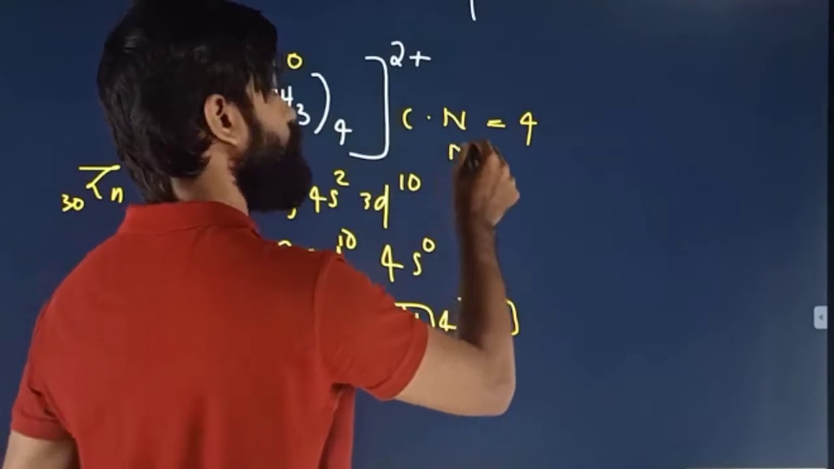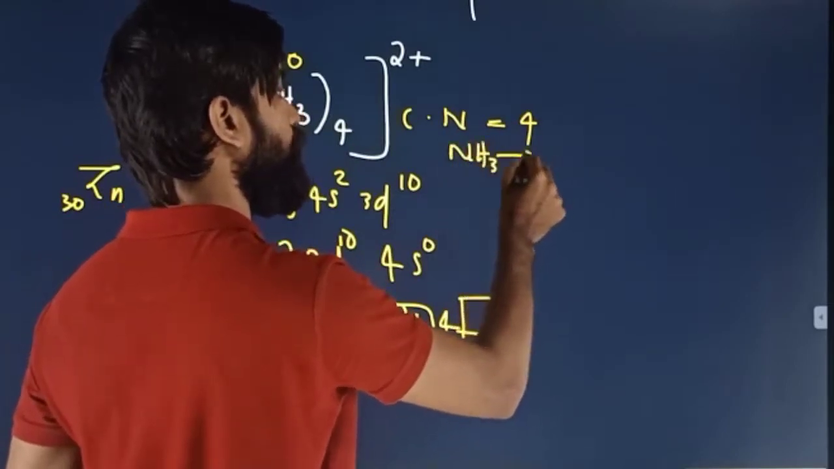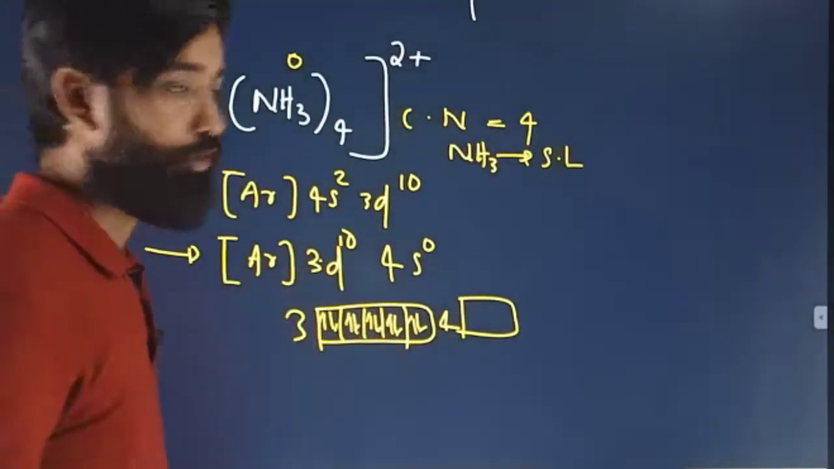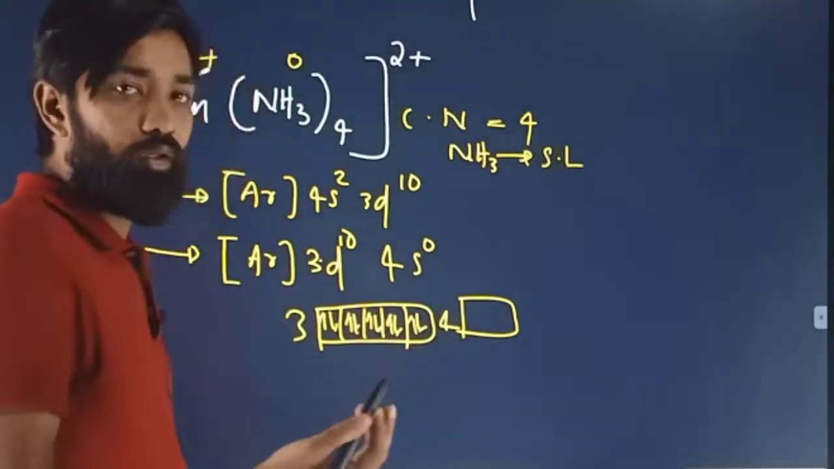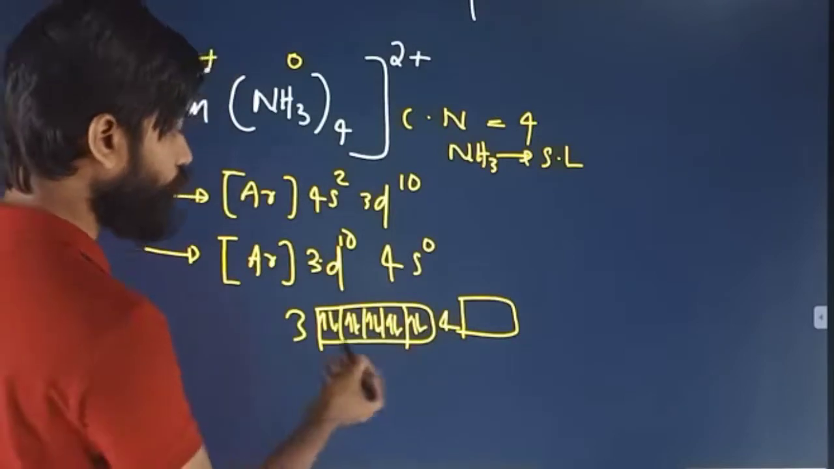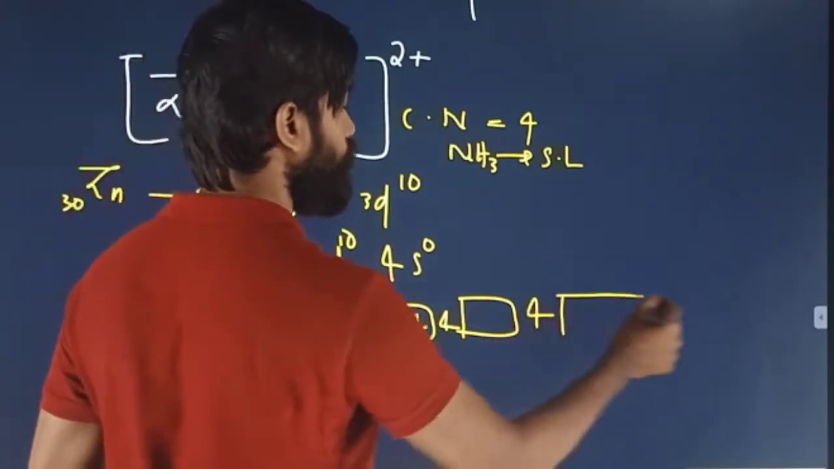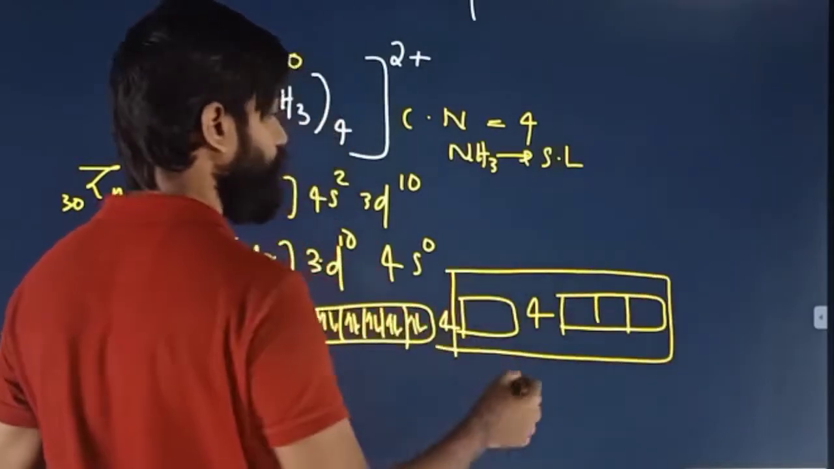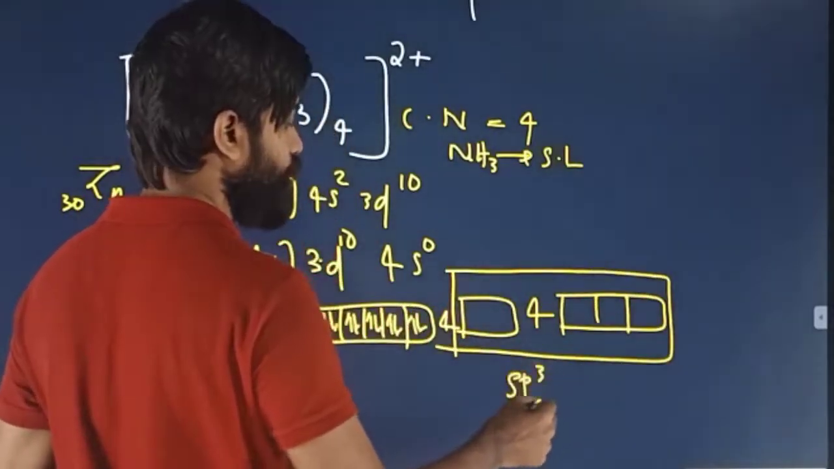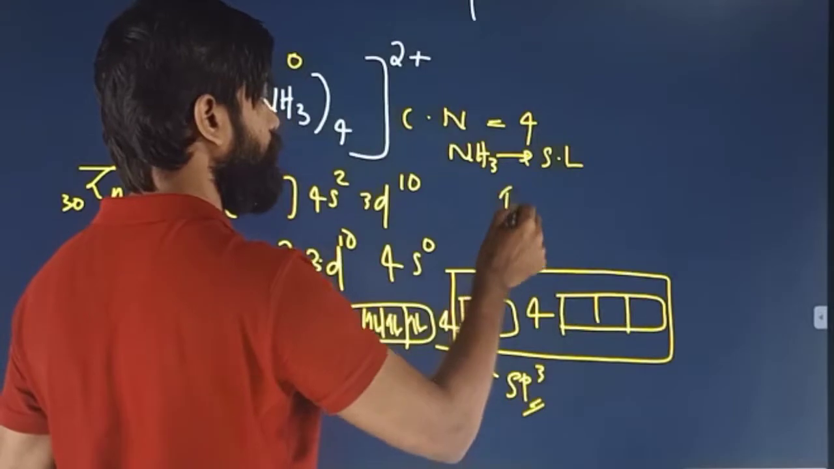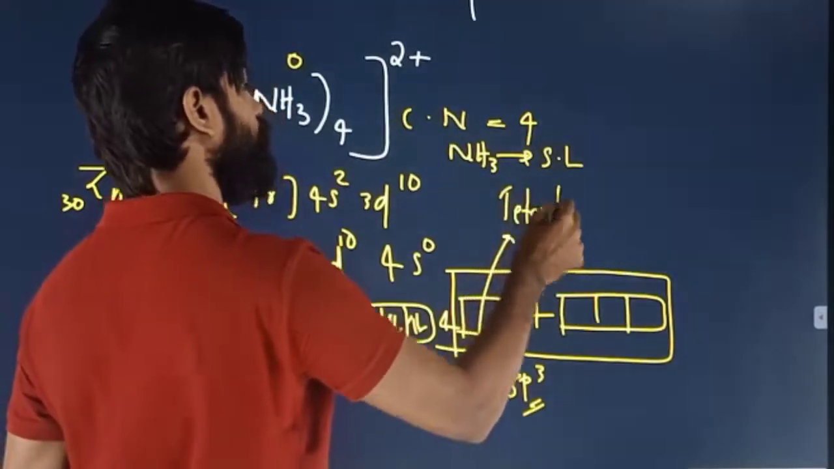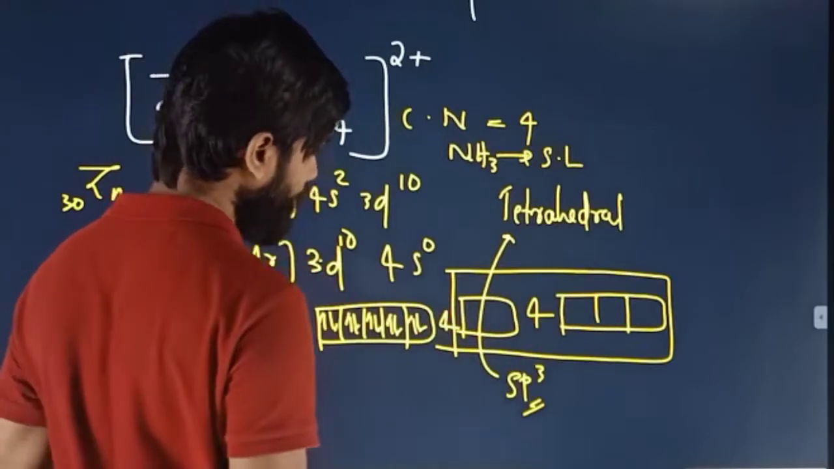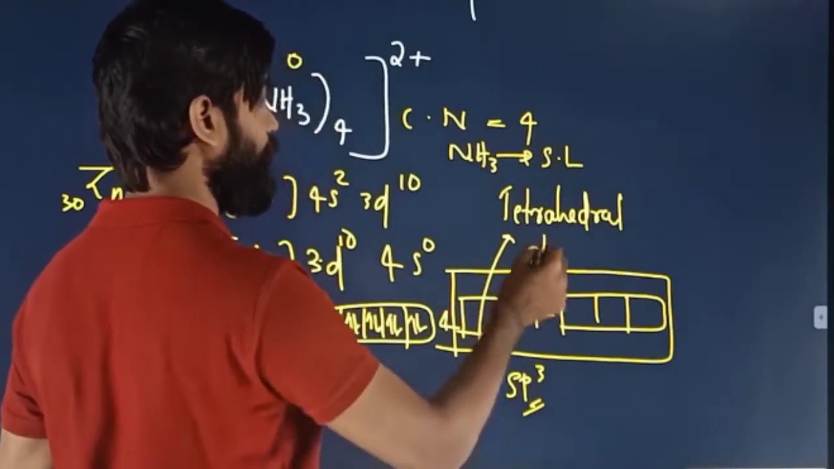And amine is a strong ligand, fine. It's a strong ligand, but there is no electron to pair. So the strong ligand still can't pair the electrons because the orbitals are already filled. So it can use the 4 outer orbitals for hybridization. So this becomes sp3, tetrahedral, diamagnetic.